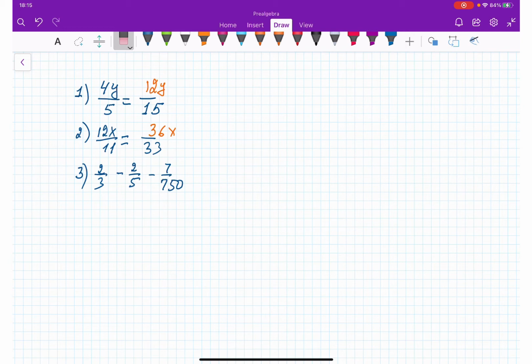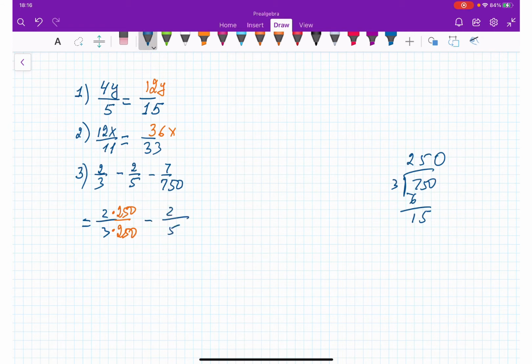So how are we going to solve it? 2 over 3. So let's see, 750 divided by 3: 2 times 3 is 6. 15 divided by 3 is 5, and 0 comes here, 250. So I need to multiply by 250. And remember, whatever change I do to one part of a fraction, I have to do the same change to the other part of the fraction. Next, minus 2 over 5.